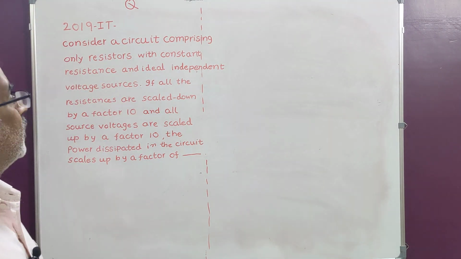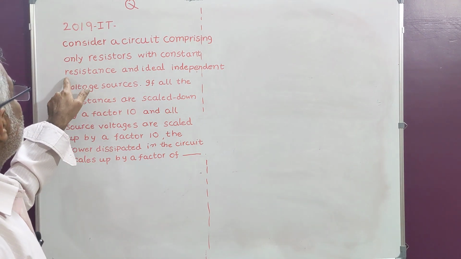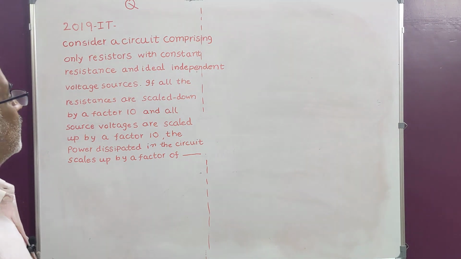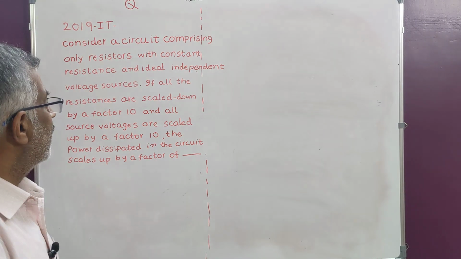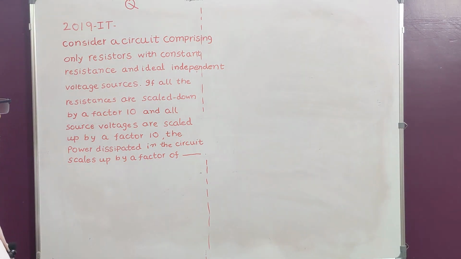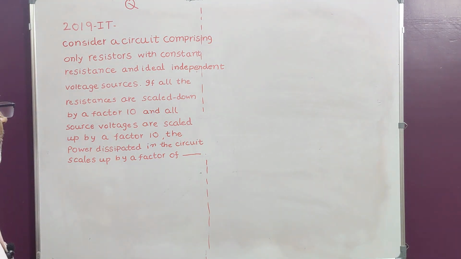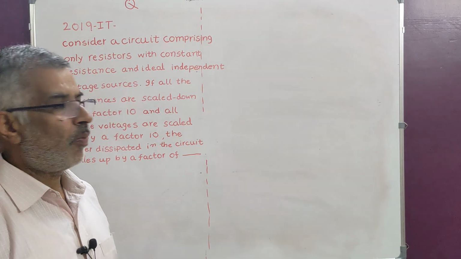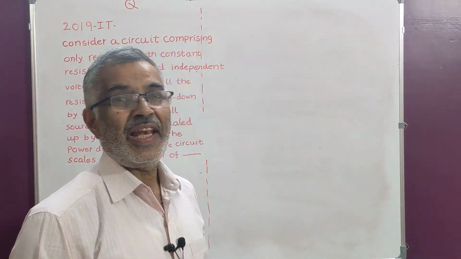Consider a circuit comprising only resistors with constant resistance and ideal independent voltage sources. If all the resistances are scaled down by a factor 10 and all source voltages are scaled up by a factor 10, the power dissipated in the circuit scales up by a factor of dash. So this is a general problem. So one should know what is scaling factor.